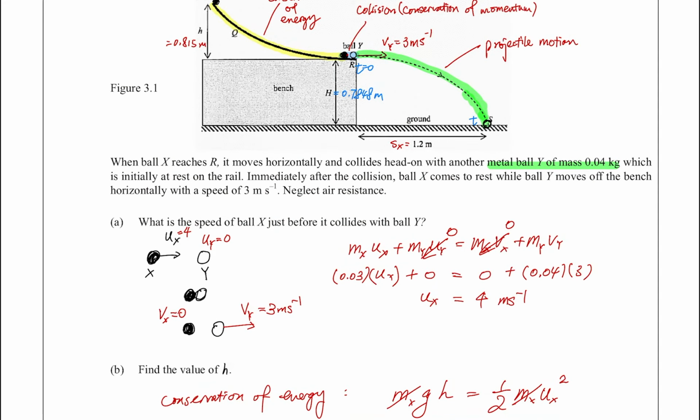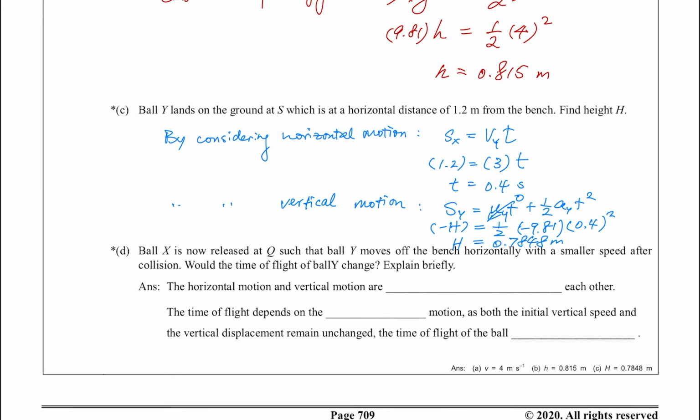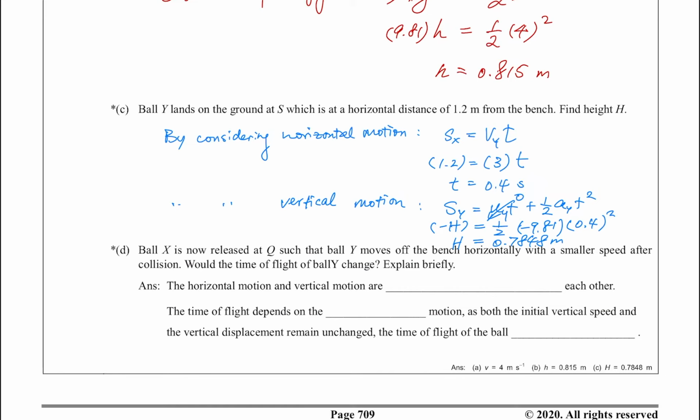The time of flight depends on when ball Y needs to go from here to here. It has to drop for a height of h. As the original initial projection speed is a horizontal velocity, it is not related to the vertical motion. So the vertical motion will not be affected by whether the horizontal speed is fast or slow. So here is the explanation. The horizontal motion and vertical motion are independent of each other.